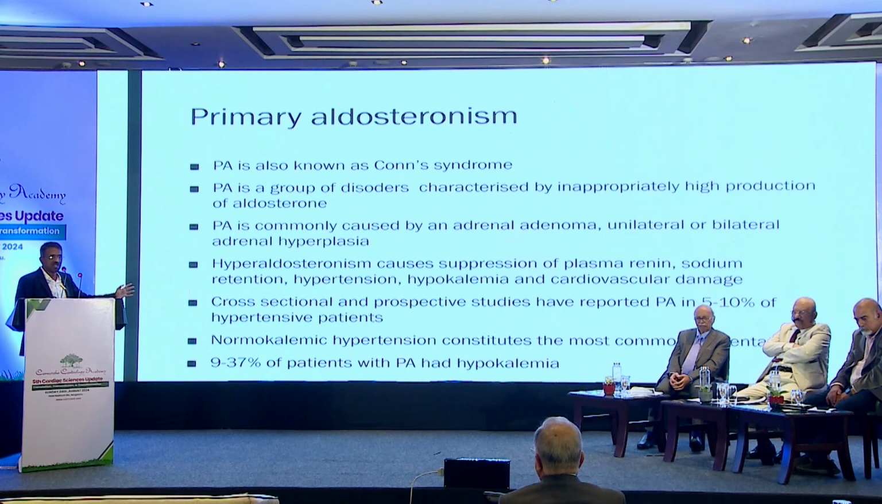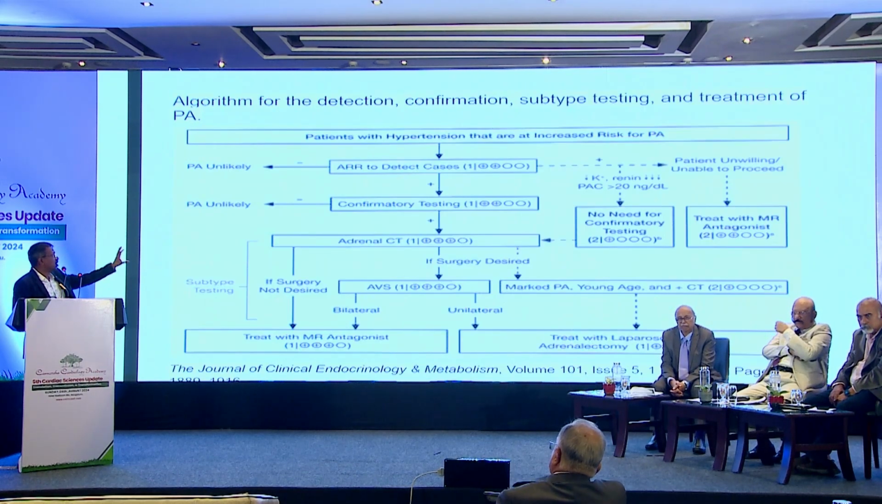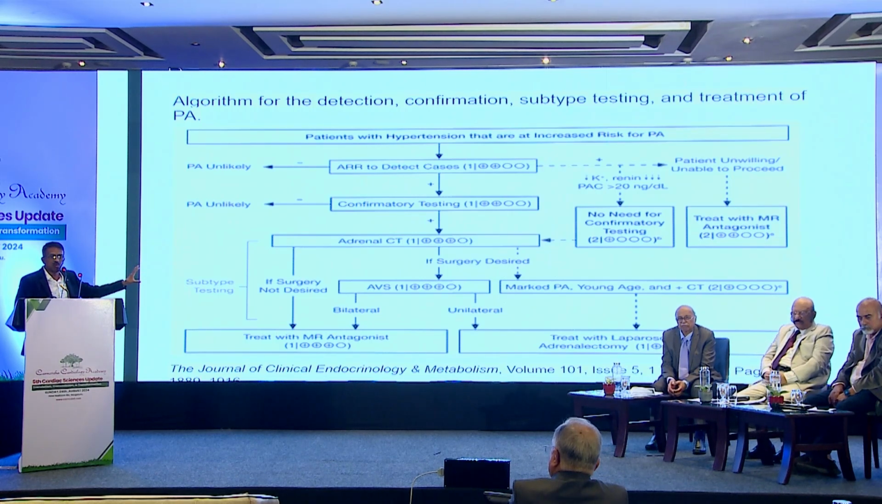Cross-sectional and prospective studies have shown a prevalence of PA in the range of 5 to 10% in various settings. And normokalemic hypertension is quite common. Normally we expect hypokalemia to be there, but normokalemia is quite common in patients with hyperaldosteronism, and only 9 to 37% of the patients with PA have hypokalemia. This algorithm is very important: high index of suspicion, case detection, aldosterone-renin ratio, case confirmation, medical treatment versus surgery.